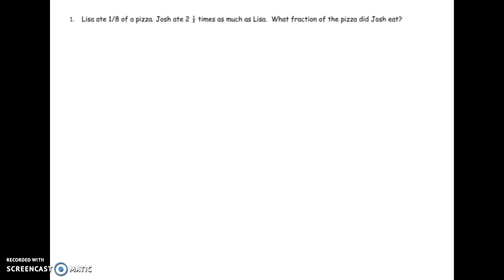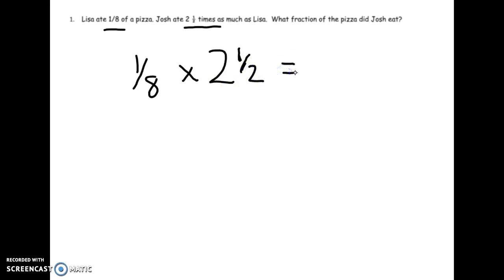Okay, question 1. We know that Lisa ate 1/8 of a pizza, and we know that Josh ate 2.5 times as much as Lisa. So in order to solve this question, we know that Lisa was 1/8 and Josh was 2.5 times as much. So 1/8 times 2.5 in order to figure out Josh.